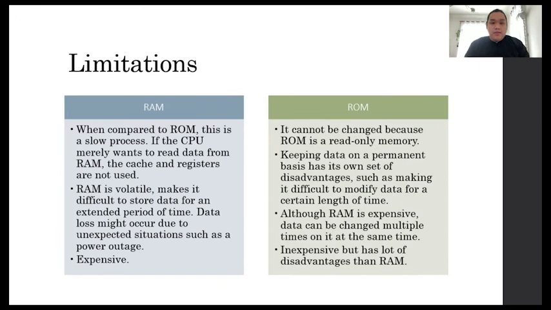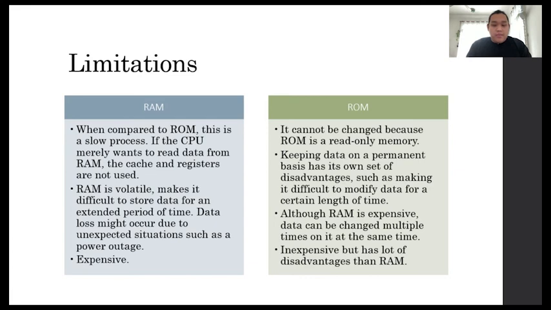Hi, my name is Yannick Malvin Basir, and I'm going to continue the presentation. First, for the limitations, RAM limitation is that when compared with ROM, it is a very slow process. If the CPU wants to read data from RAM, the cache and the registers are not used. RAM is volatile, which makes it difficult to store data for an extended period of time. Data loss might occur due to unexpected situations such as power outage. It is also expensive. For ROM limitations, first, it cannot be changed because ROM is a read-only memory.